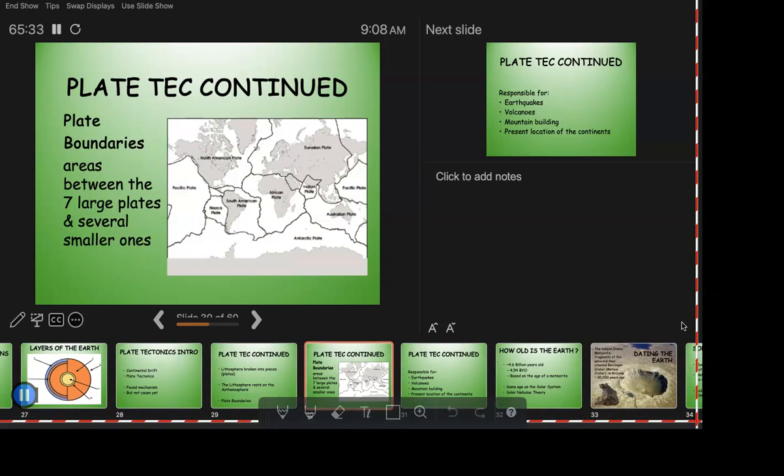There's basically seven large plates that we recognize, more or less equivalent to the continents and or the ocean. There's many, many smaller ones. My favorite smaller one is the Juan de Fuca. I just like saying Juan de Fuca. But that's over there along the Pacific plate.